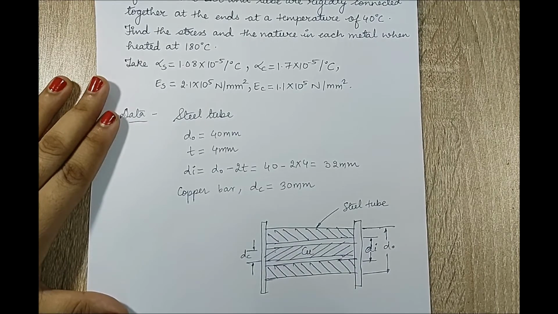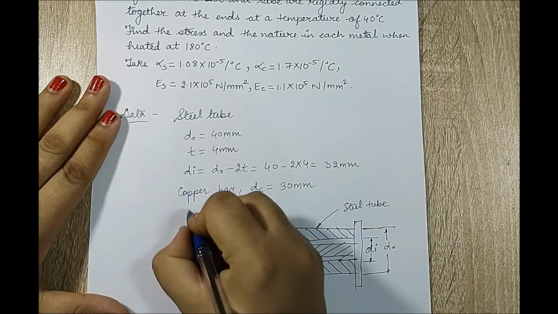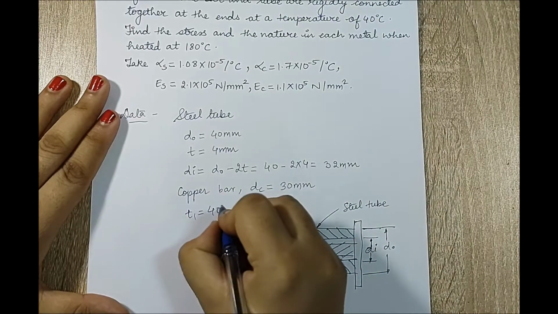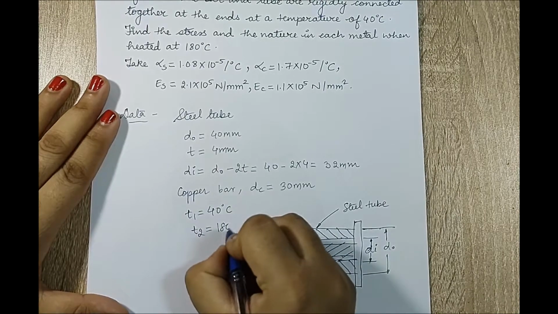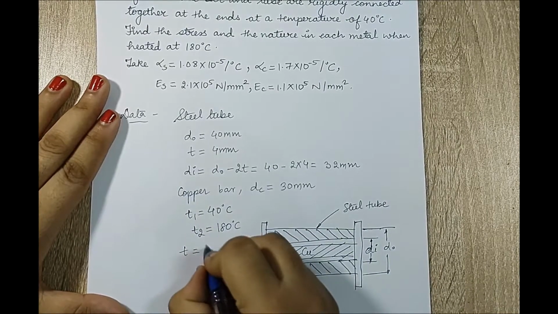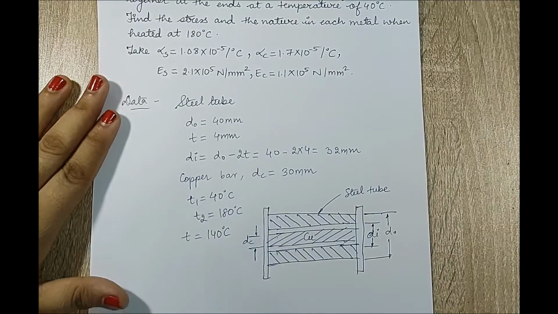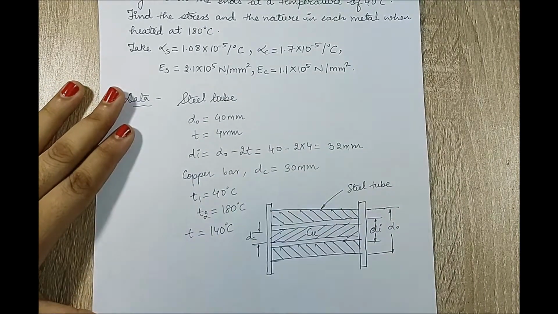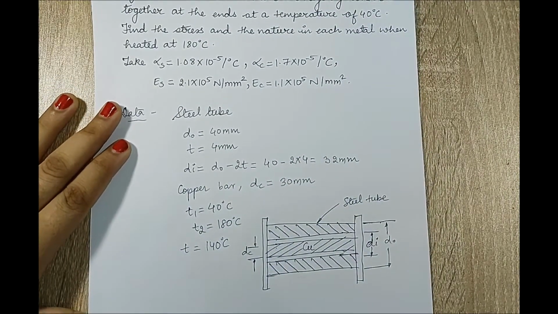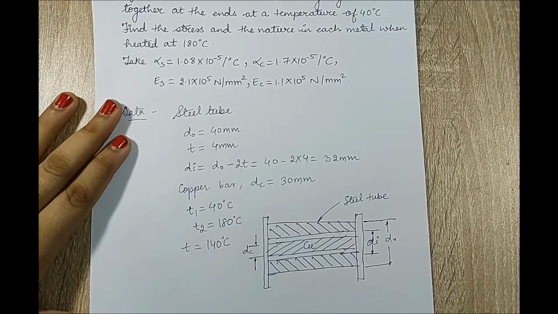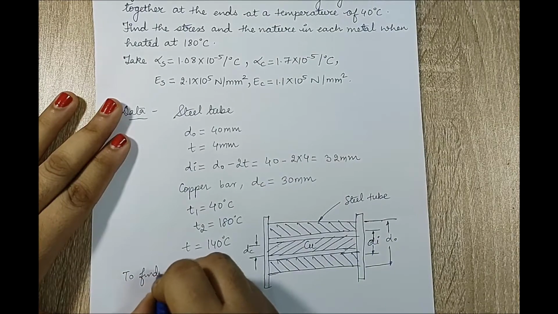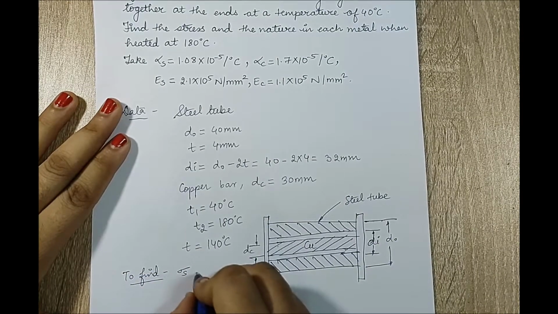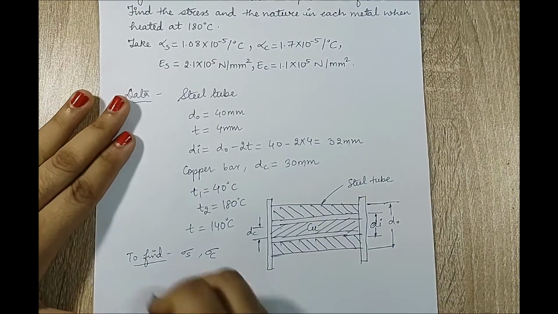Find the stress and nature in each of the metals when heated to 180 degrees Celsius. So my T1 is 40 degrees Celsius and T2 is 180 degrees Celsius. So my delta T value will be 140 degrees Celsius. The values of alpha S, alpha C are given. ES and EC are also given. I am not noting them down because they're already given. So I'll just write down to find: I need to find sigma S, sigma C.